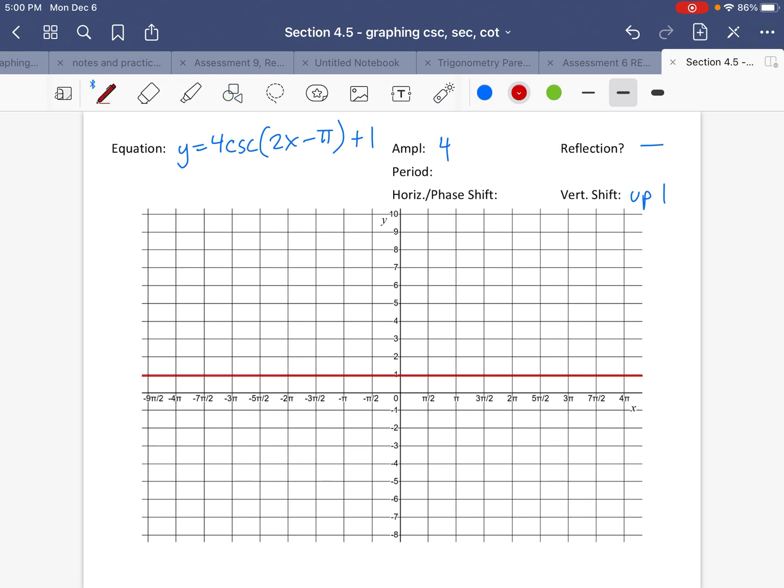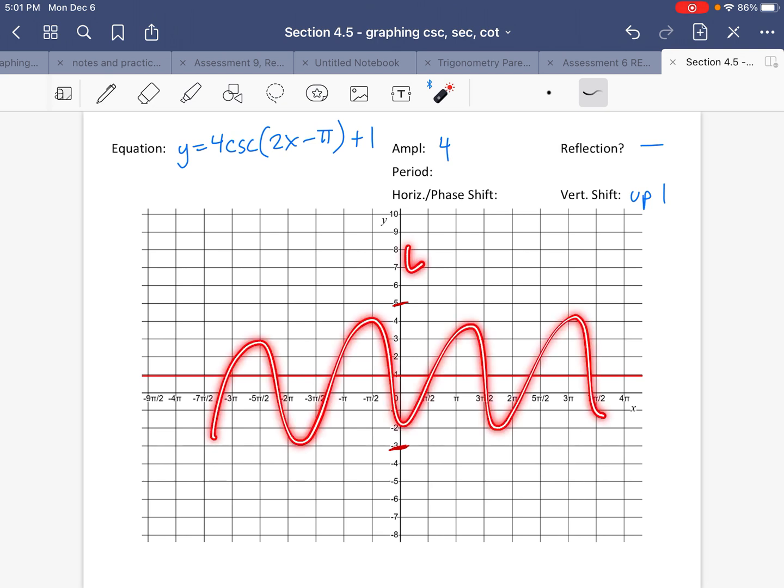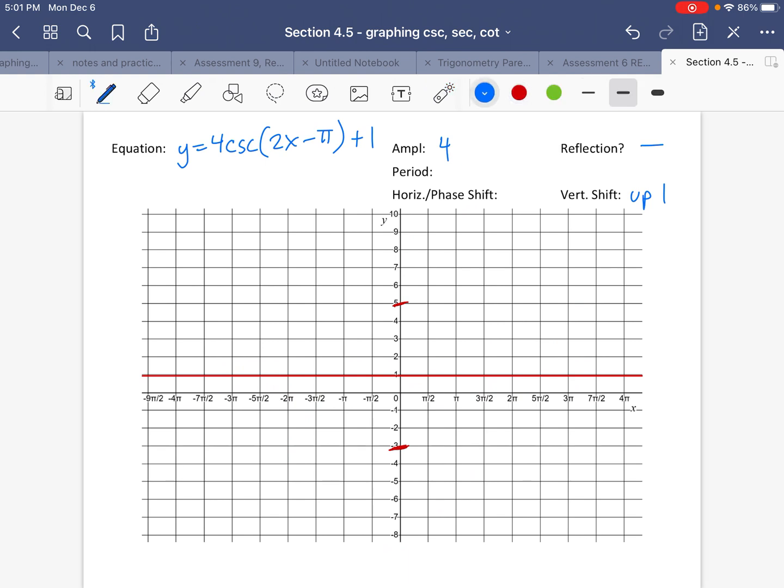And know that I am going to be 4 up and 4 down from that. So 1, 2, 3, 4, 1, 2, 3, 4. And just like I said before, I used to be inside this space, but now I'm going to be outside of it out here. Okay. All right, so time for the asymptotes and the period and all that.